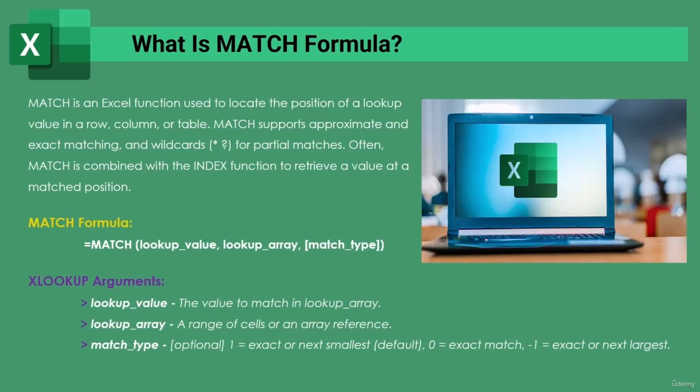As you can see, we have the MATCH formula written over here. MATCH takes a lookup value, a lookup array, and a match type. So let's go through the arguments of this MATCH formula. First we have the lookup value, the value to match in the lookup array. Then we have the lookup array, the range of cells which we are using from the table or the array reference, and the match type, which is optional. 1 is exact or next smallest, 0 means we want to find the exact match, and -1 is exact or next largest of the match value. So this is how the MATCH formula works.